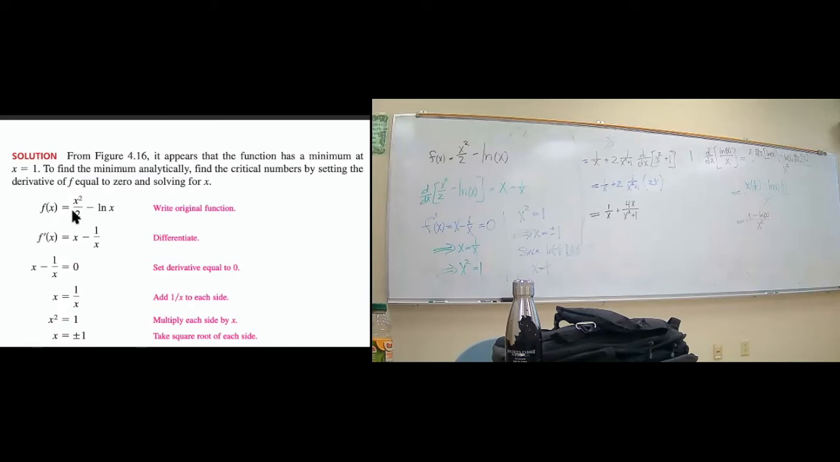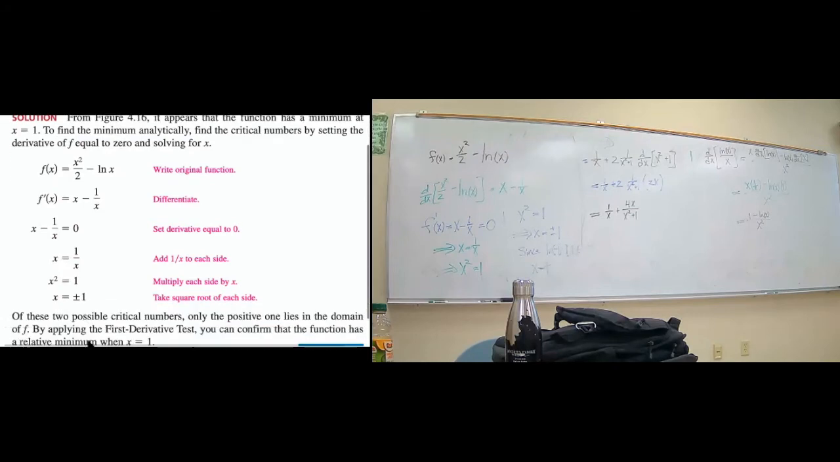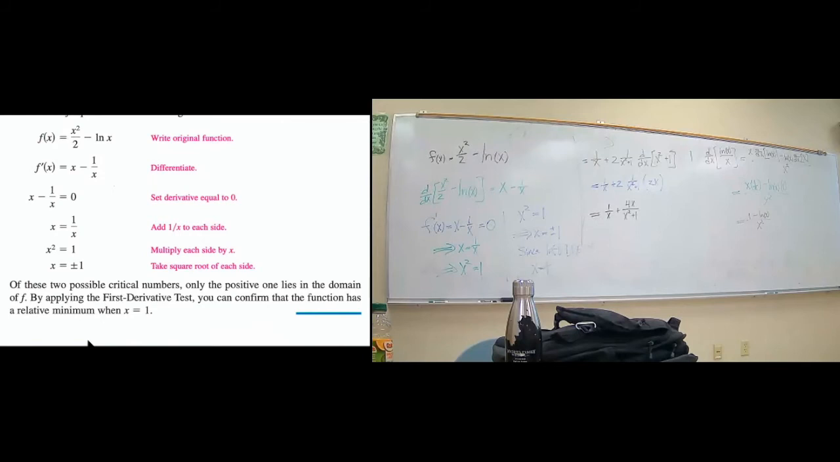So we take the derivative, and that comes out to be x minus 1 over x. We're going to set this thing equal to 0, and we get that x has to be equal to 1 over x. So x squared has to be equal to 1, so x has to be equal to plus or minus 1. But we can't put -1 into our original function. So we have a relative min only when x is equal to 1.